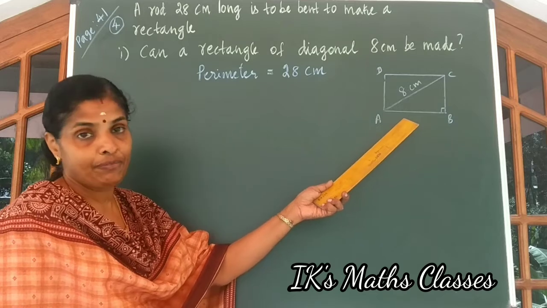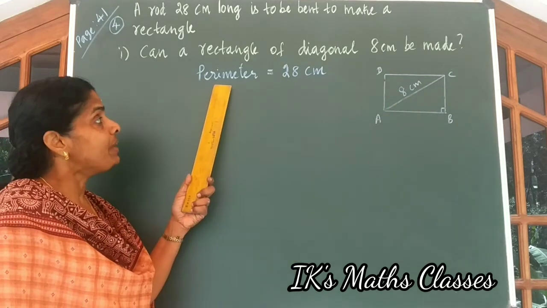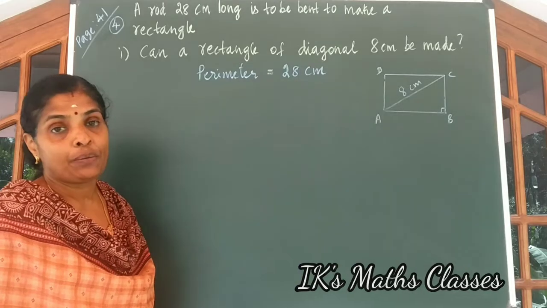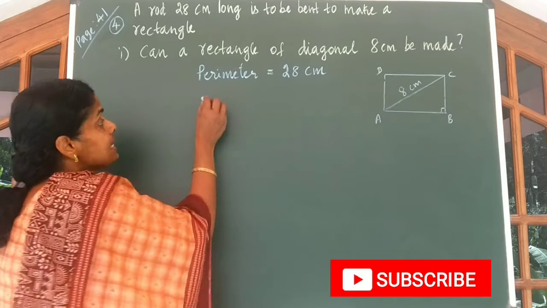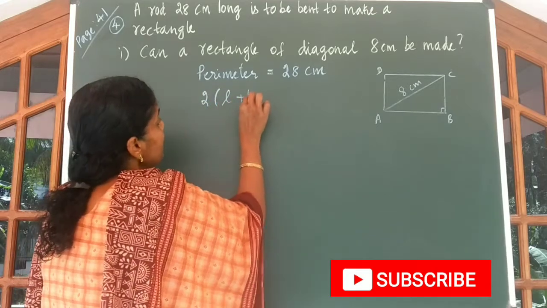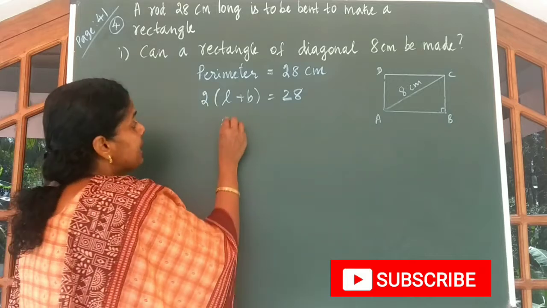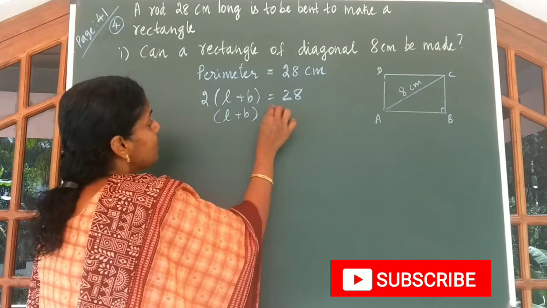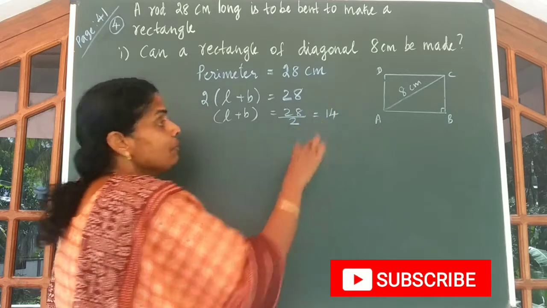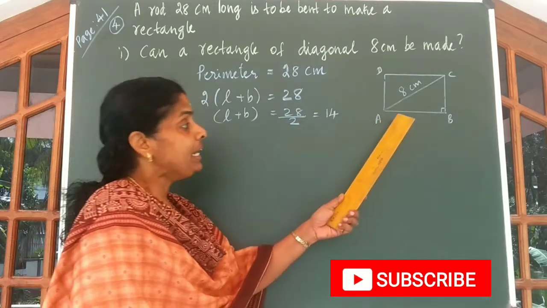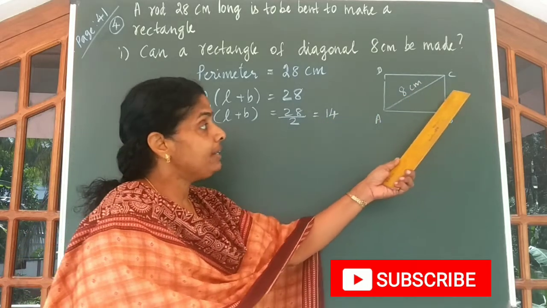I have drawn a rough figure and I have marked the diagonal to be equal to 8 cm. We are given the perimeter to be equal to 28 cm. From this, what did you understand? Perimeter is nothing but 2 into (L plus B) is equal to 28. Next step, we can write L plus B is equal to 28 divided by 2, which gives you 14. Now we know length plus breadth is equal to 14, but we don't know the length or breadth.